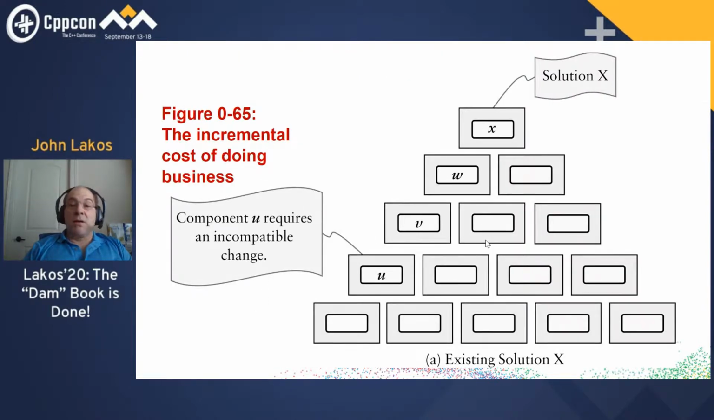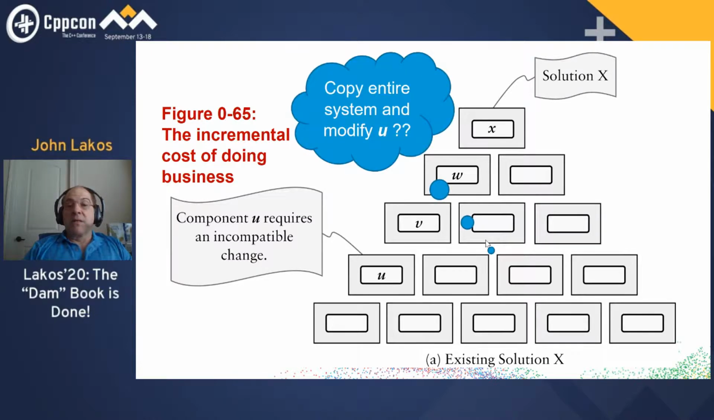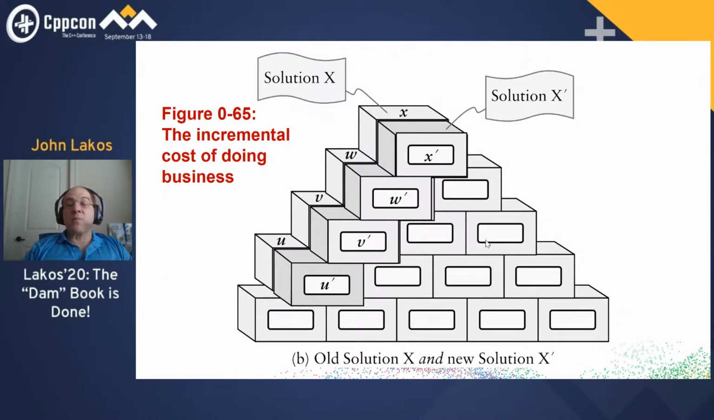Now imagine you come along, and we talked about this early on, say we had an HTTP protocol and we wanted to upgrade it. Well, we're not going to go in and change it and break everybody else in our system. We're not going to copy the system either. We're going to take those pieces that are dependent on that, and we're going to fork them. But we're going to fork them in a way where they can coexist. So you have those solutions and those solutions prime.